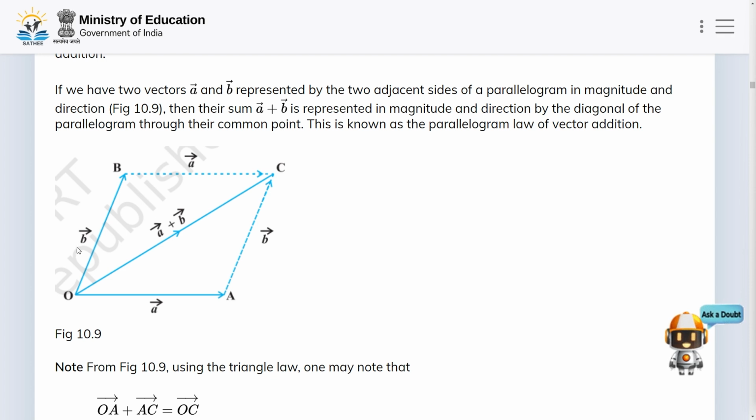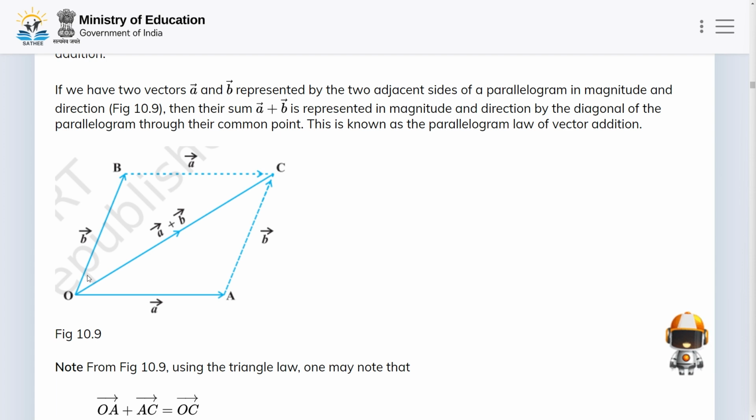So as you can see, this is your initial point for vector A and vector B. Parallel to this vector and having the same magnitude, you draw the AC vector. Parallel to this small a vector, you draw the BC vector having the same magnitude.